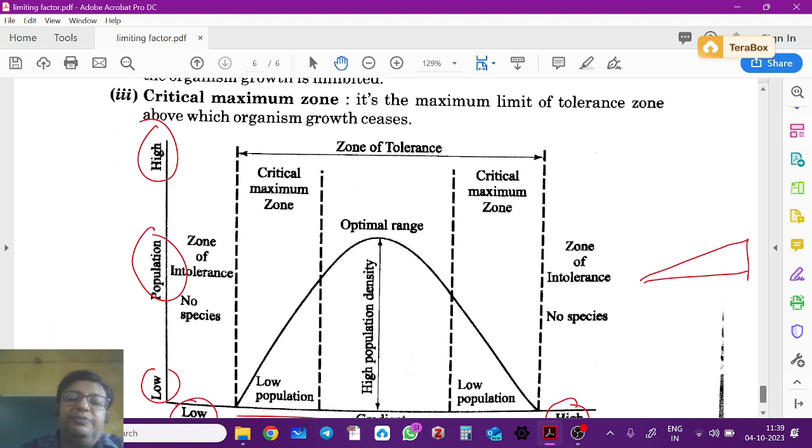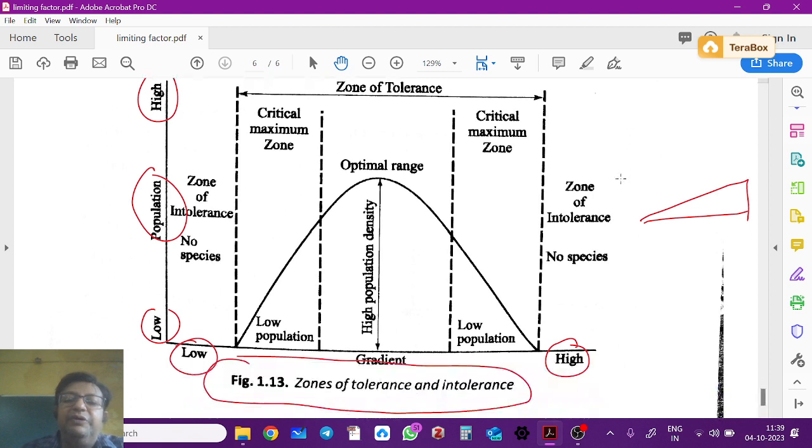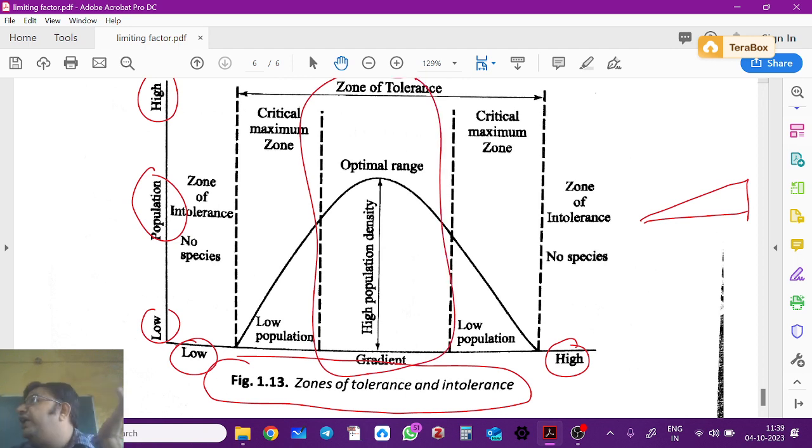Now, you will see the maximum population resides in the zone of tolerance. Not low, not high, but in between. The maximum population will survive in this particular region. And that is the optimal range. That is the zone of tolerance.